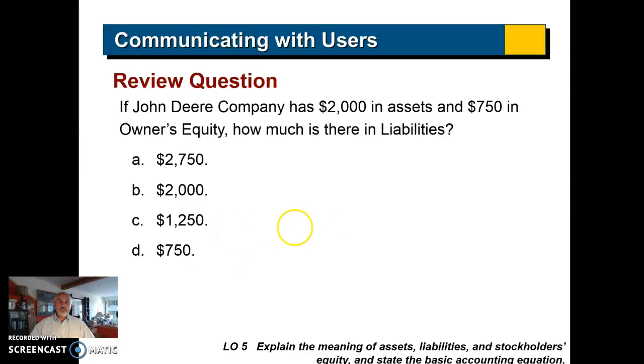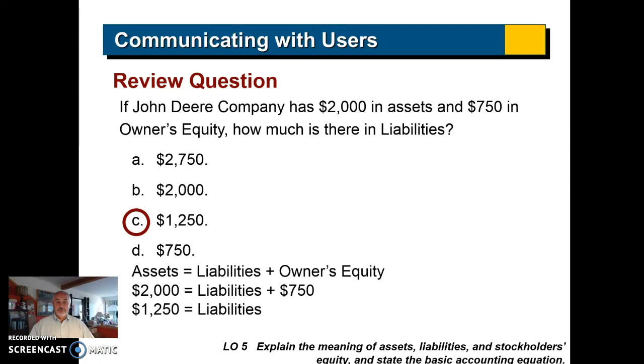Let's look at some review questions for the accounting equation. Remember, assets equals liabilities plus owner's equity. In this question, it says John Deere Company has $2,000 in assets and $750 in owner's equity. How much is there in liabilities? Hopefully you said $1,250. If we use the equation, assets were $2,000, owner's equity was $750, so we simply solve for liabilities.